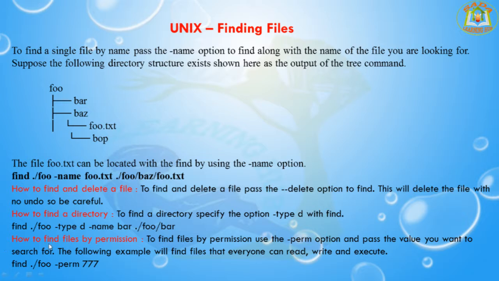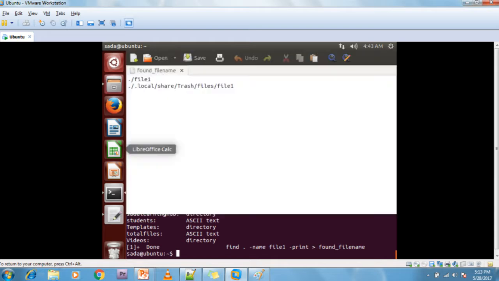Now how to find the files by the permissions? To find files by permissions, use the hyphen perm option and pass the values you want to search for. Just find dot slash, where you want to search, and give hyphen perm with 777. Which files have the file permissions 777? All these files are displayed here. I can show you whether it works fine or not.